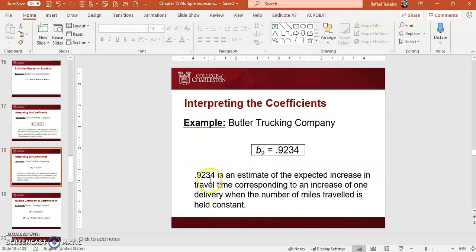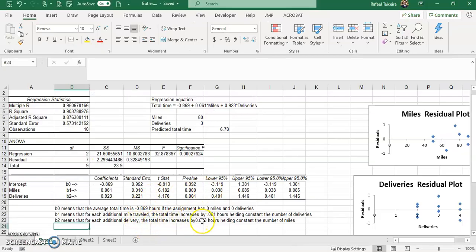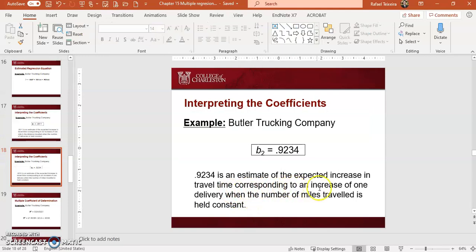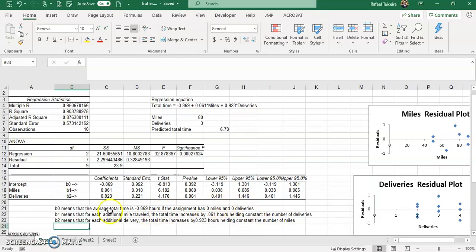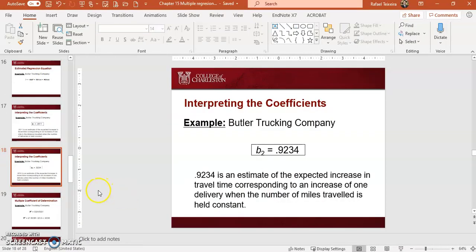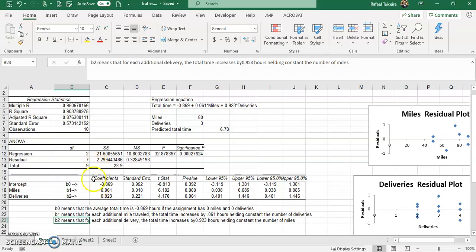Let's take a look at the other one. This is B2. 0.9234 is an estimate of the expected increase in travel time. The total time increases by corresponding to an increase of 1 delivery when the number of miles traveled is held constant. Okay, so these are the interpretations. Again, to summarize, for each additional unit in this independent variable, this is how much the dependent variable increases, holding constant the other variables in the model.